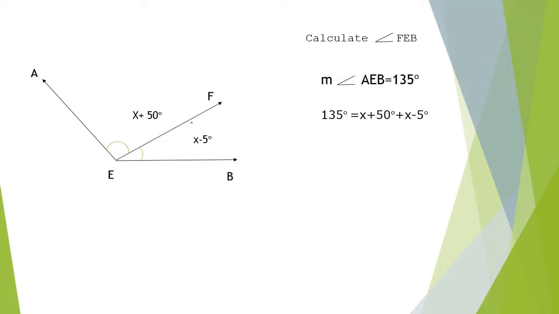We have a question. If angle FEB is x minus 5 and angle AEF is x plus 50, and we have the exact measure of angle AEB, which is 135, we have to calculate angle FEB. First, calculate the value of x with this equation. These two angles add up to form 135 degrees.